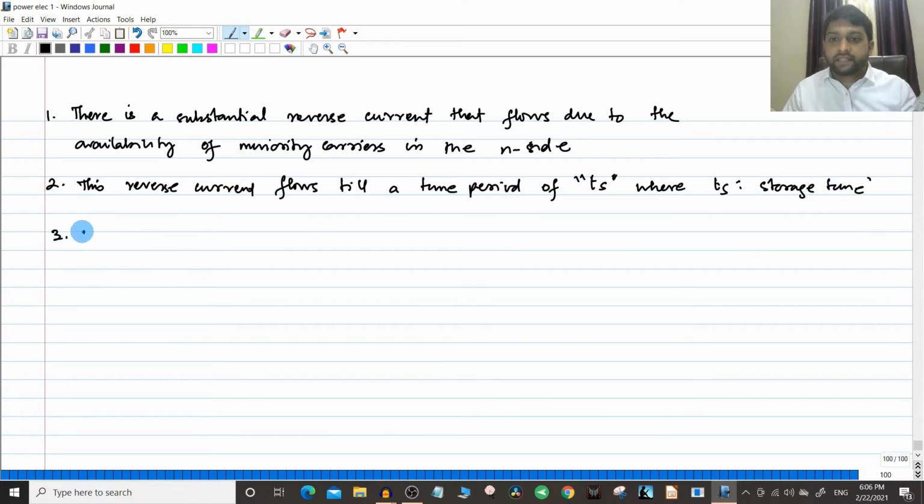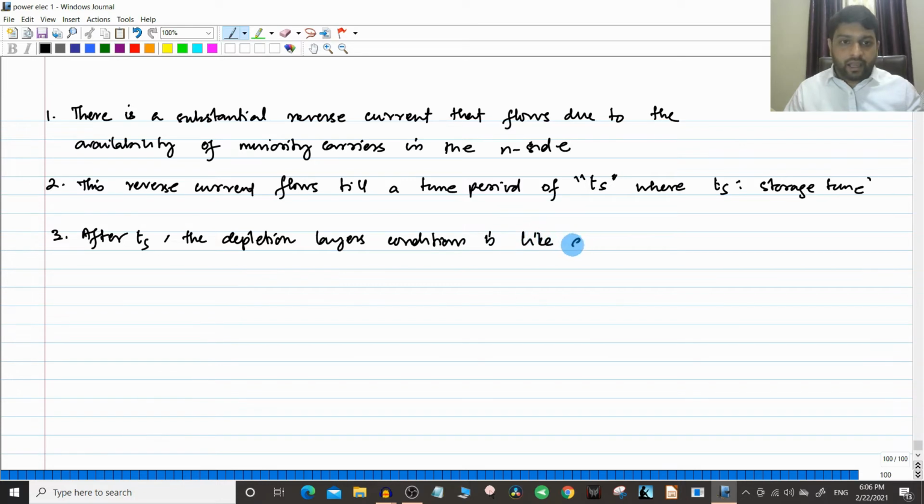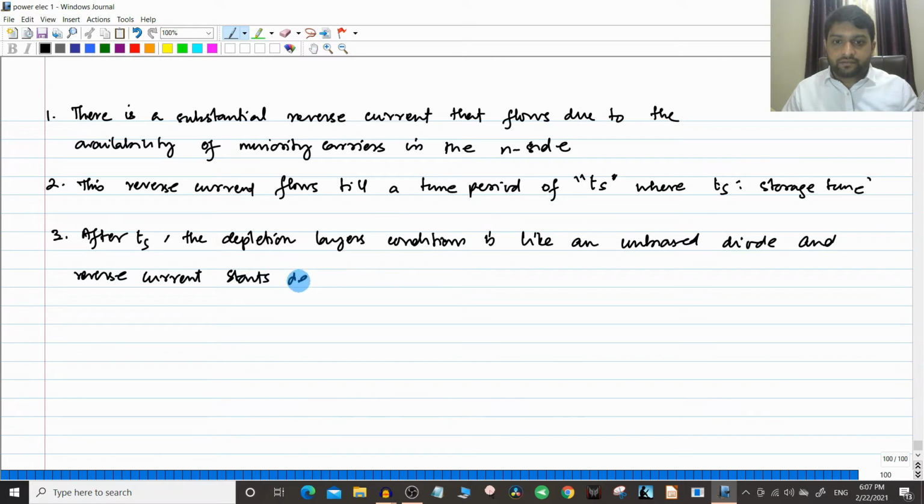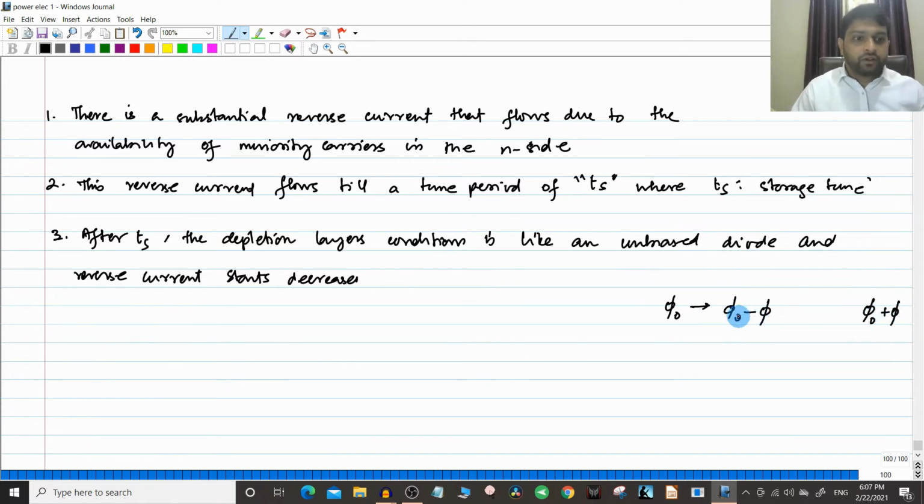And the third point that we have seen is that after Ts, after the storage time, the depletion layer condition is like an unbiased diode, and the reverse current starts decreasing. I already told you: initially the diode is in unbiased condition, so it is phi naught. Then you are doing forward bias, so it is phi naught minus phi. Then you are applying reverse voltage, and in the reverse voltage, the depletion layer is phi naught plus phi. So in the movement from phi naught minus phi to phi naught plus phi, naturally the depletion layer will go through this phi naught, right? So that is what is explained here.